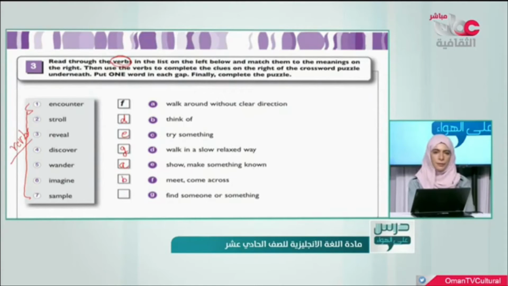Then move to number 7, which is sample. What is the meaning of sample? It means to try something. Please check your answers before we move to the next task because this task is connected to the coming vocabulary task.